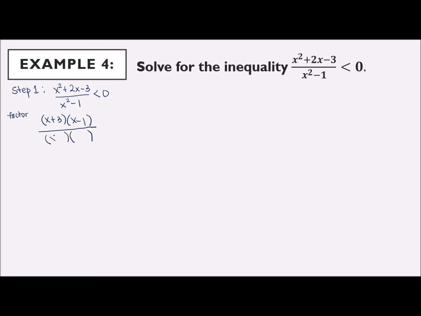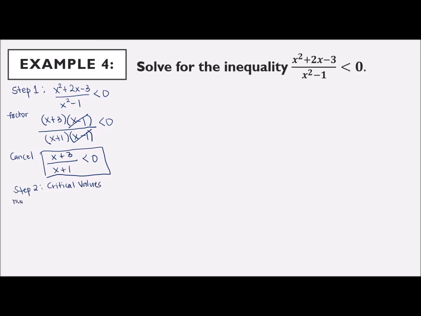X squared minus 1, matagal ko na yung tinuro sa inyo. That is x plus 1 and x minus 1. And then, kung mapapansin nyo, mayroon tayong makakancel. Ay, tanggalin ang mga nagpapahirap sa buhay. Charot. So, magiging x plus 3 over x plus 1. So, yan na. Yan na yung ating step 1. So, ito na yung gagamitin natin all throughout. Okay? Next one ay step 2. Critical values.